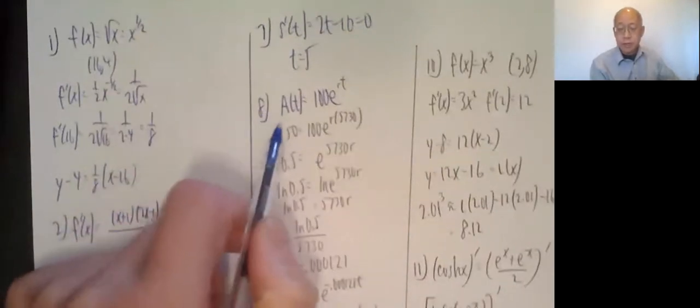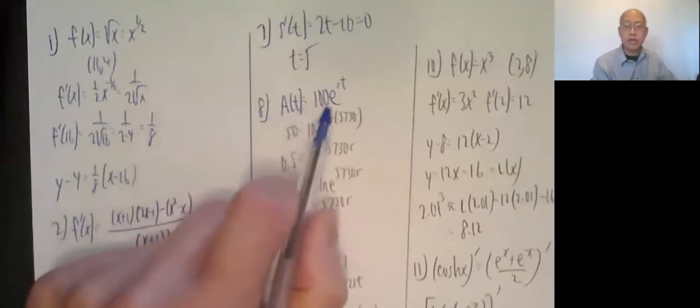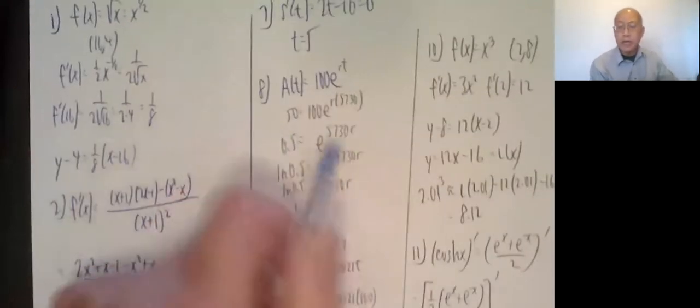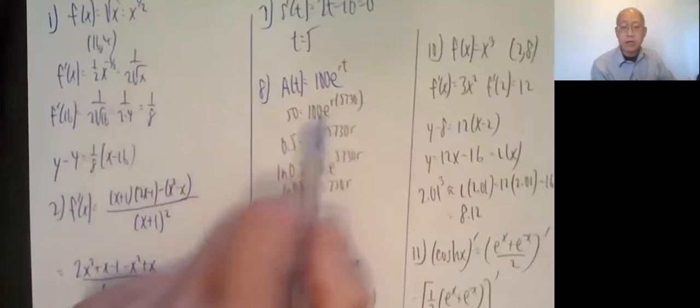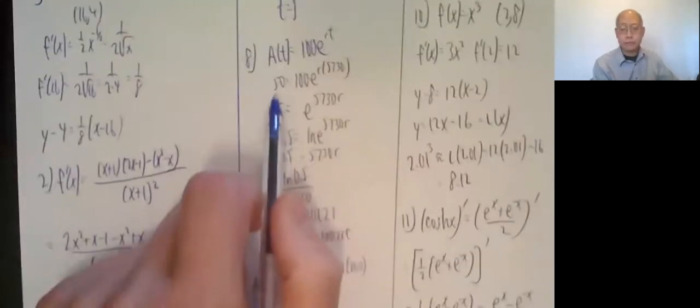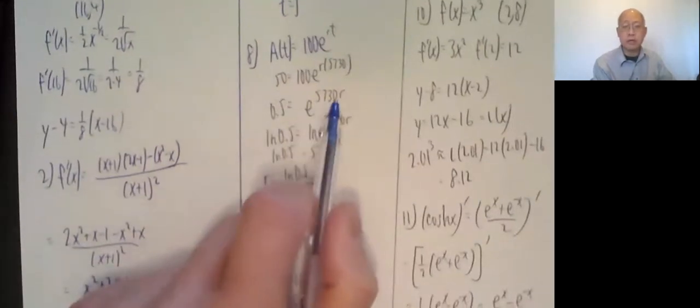Okay, number 8, you're given the initial amount is 100 milligrams. So A of t is 100 e to the rt. Half-life is 5730, so 5730 goes here. Half of 100 is 50, that goes here. Divide by 100. 0.5 is e to the 5730r.